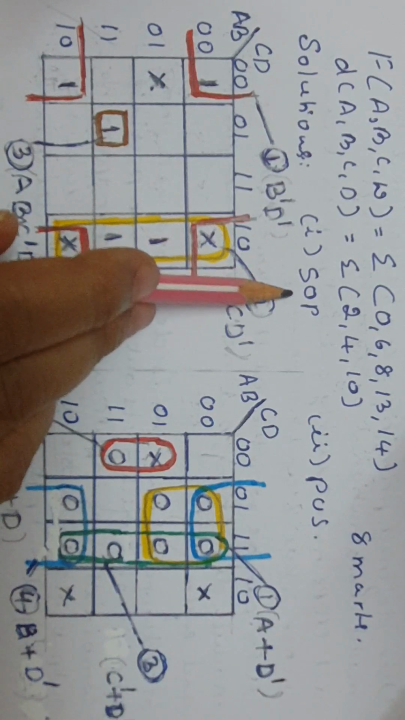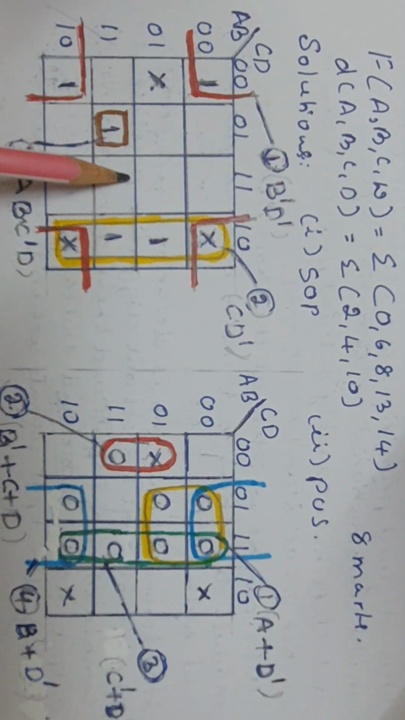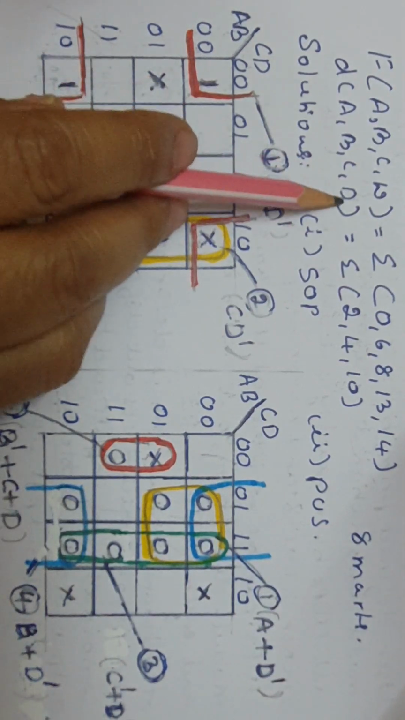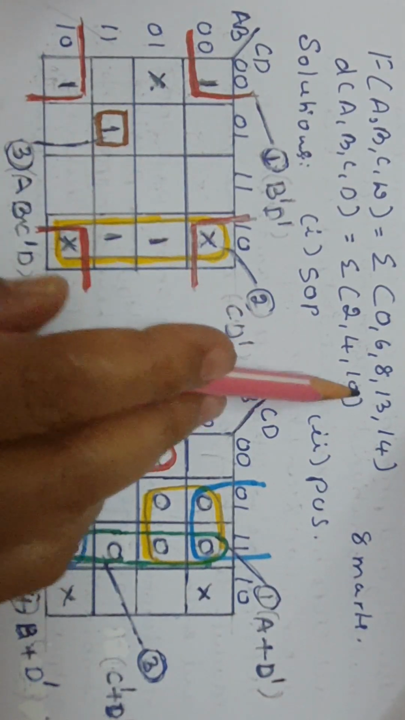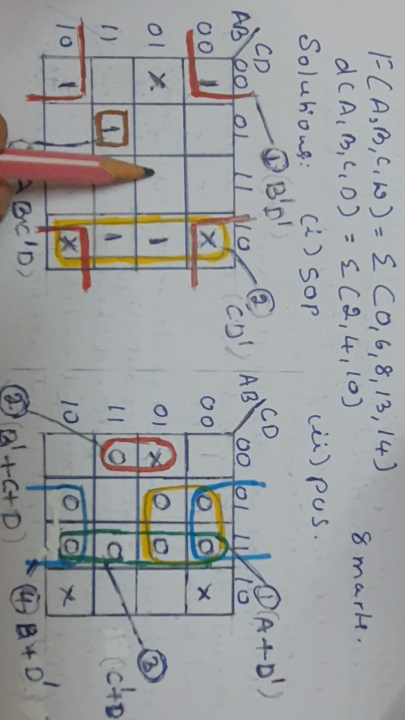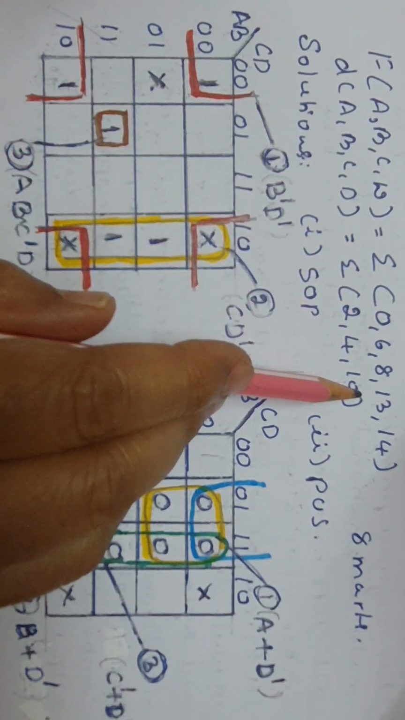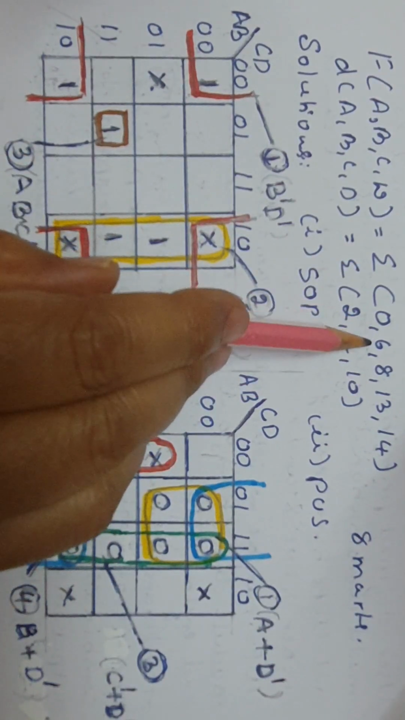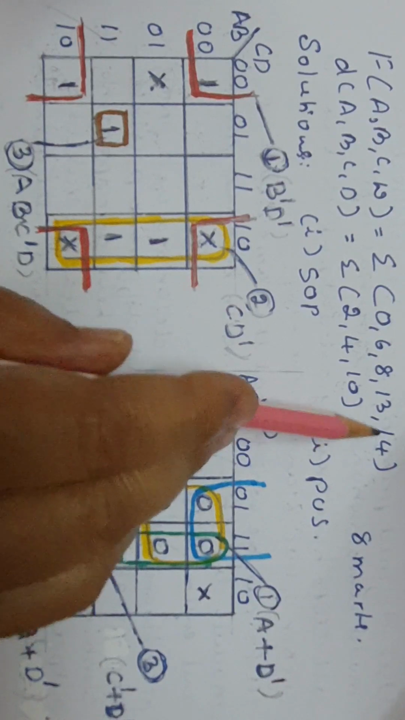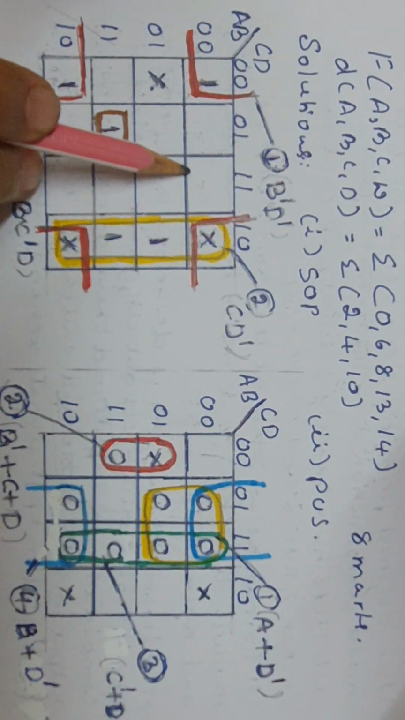So first, finding the simplified sum of products form of the Boolean equation. For that, the K map is drawn here. A 4 variable Boolean expression means 2 raised to 4, 16 squares are drawn here. In this, whichever minterms are there in the function will be filled as 1, because the sum of minterms is given here: 0, 6, 8, 13, 14. In those places in the K map, we have to fill 1.